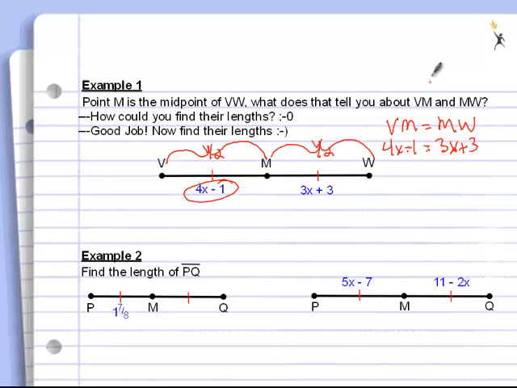The first thing I want to do is get all my x's on one side. Now, I like getting them all on the left. It really doesn't matter, whichever way you feel comfortable doing it. So if I want to move this 3x over here, how can I do that?